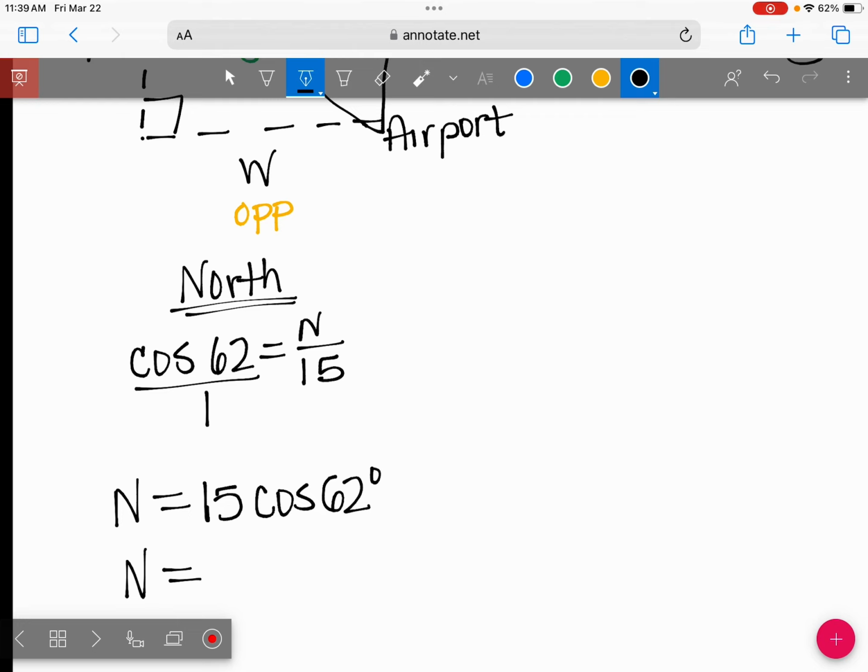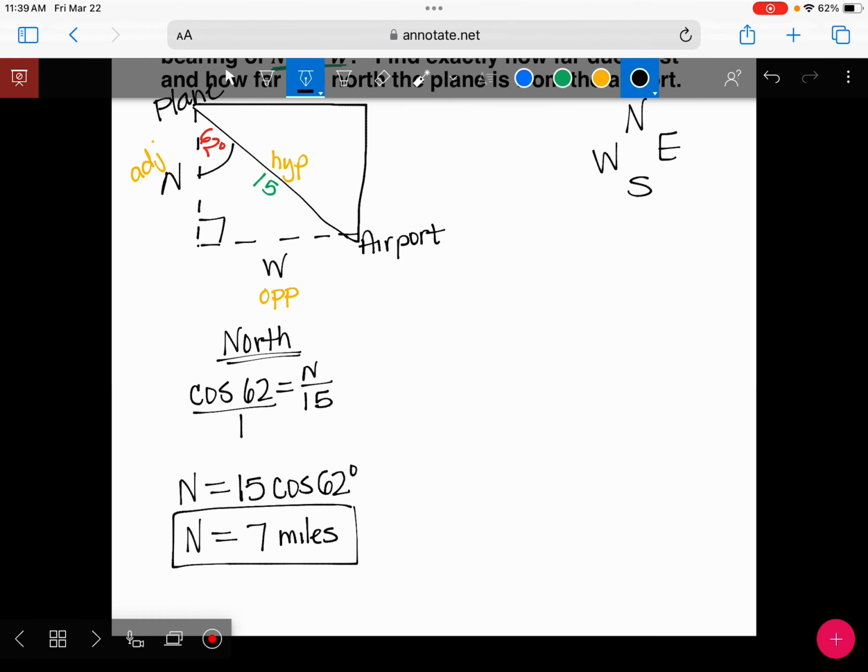And who got 7? It's like 7.042, so I'm just going to say 7. And it's 7 miles. Now, that's not the bearing. That's just how many miles north. So the plane is 7 miles north.